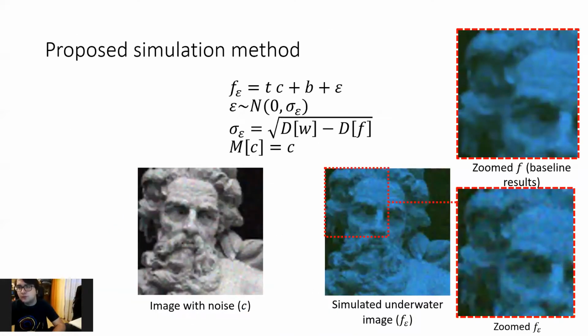Using the developed stochastic underwater image formation model, we propose a novel stochastic simulation method. For each pixel, we estimate the parameters of the noise that should be added in the simulation. The variance of the simulated signal is compliant with the developed model. On the zoomed images, we clearly see that the noise level of the image simulated by the proposed method is higher than the noise level of the image obtained by a baseline method.